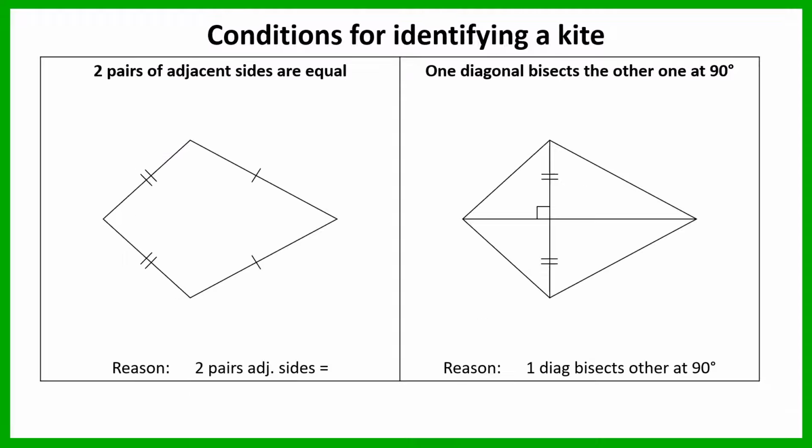Right. Next, the conditions for proving that a quadrilateral is a kite. A kite has 2 pairs of adjacent sides that are equal. So as long as you can prove that 2 pairs of adjacent sides are equal, then you know that it's a kite. The other method is to work with the diagonals. If you can prove that one of the diagonals bisects the other diagonal and that the diagonals are perpendicular to each other, then you can prove that it is a kite as well.